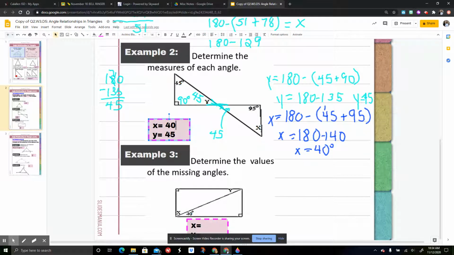Example 3 says determine the values of the missing angles, and there's two here. Notice it's a rectangle, so you know that this angle right here is also a right angle. So to find x, you would say x equals 90 minus 40, because that 40-degree angle and x together are complementary, which means they add up to 90. So x equals 50.